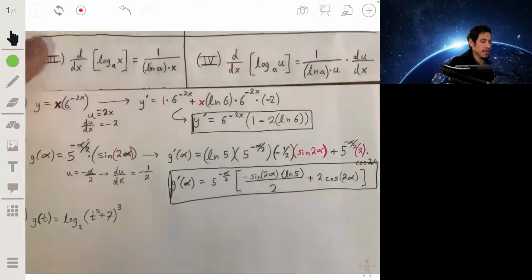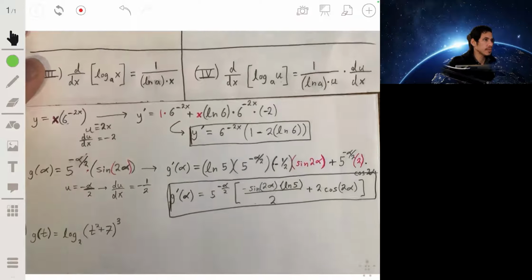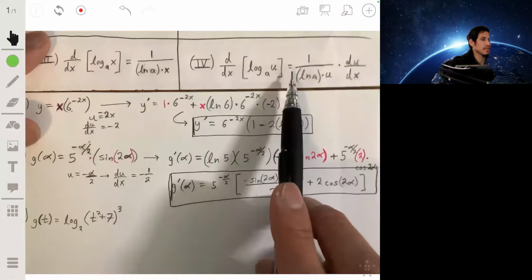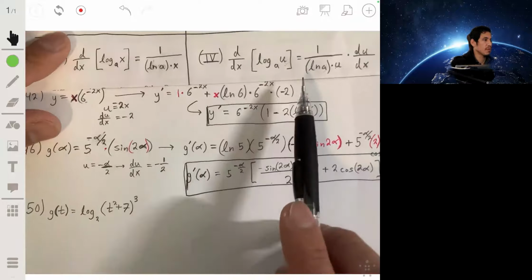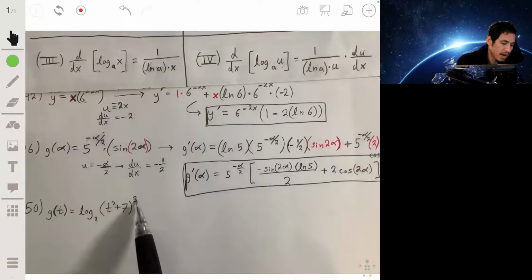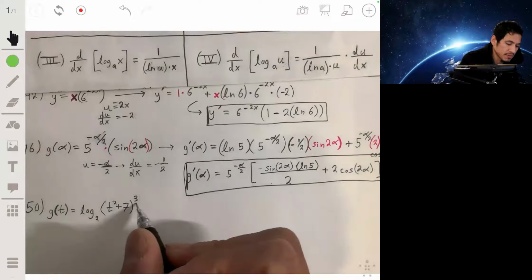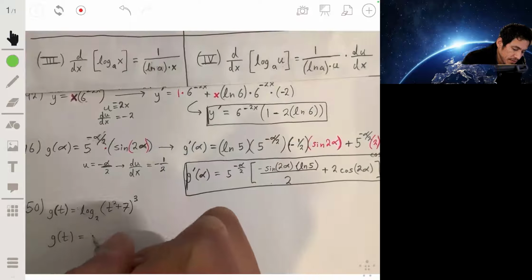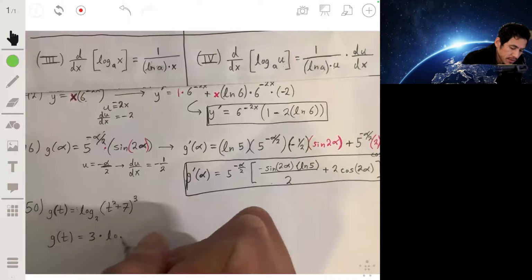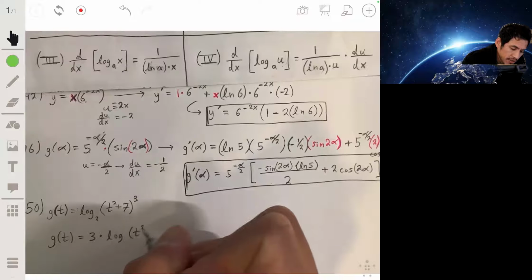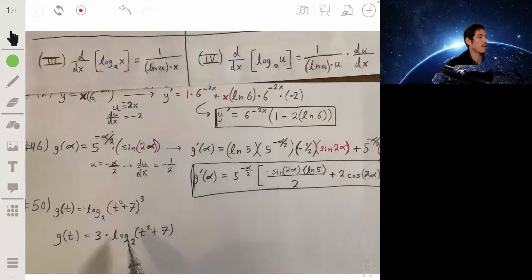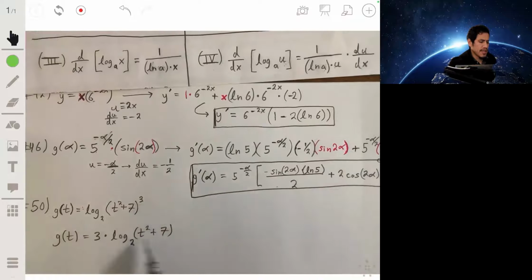And this last one, we have a logarithmic function. So we're going to use this equation to take the derivative. Before we do that, though, let's use the power property for logarithms. So let's bring that 3 as a coefficient, so we can rewrite g of t to be equal to 3 times the log of t squared plus 7 to the base 2. Then we just take the derivative of this, and whatever we get, we multiply by 3.